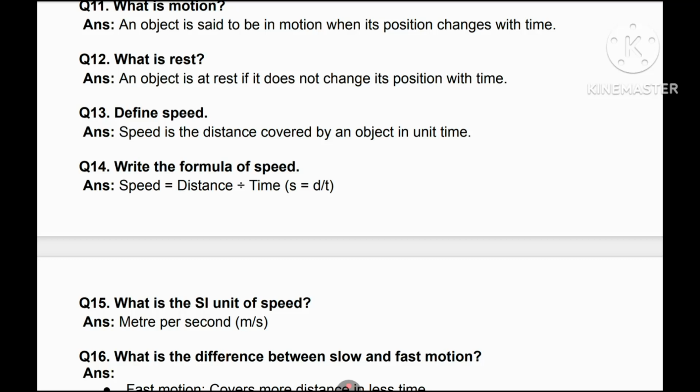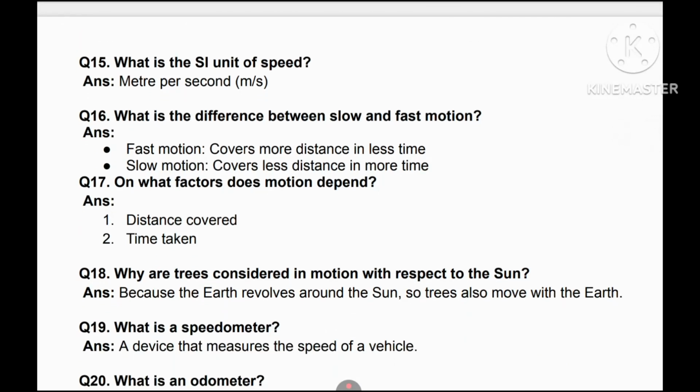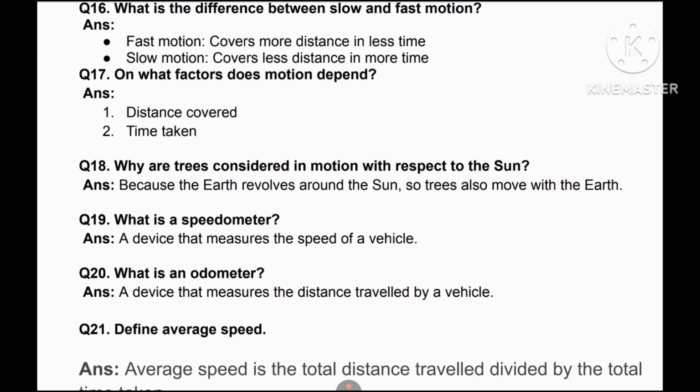Define speed. Speed is the distance covered by an object in unit time. Write the formula of speed. Speed equals distance divided by time, or distance upon time. What is the SI unit of speed? Meter per second. What is the difference between slow and fast motion? Fast motion covers more distance in less time. Slow motion covers less distance in more time. On what factors does motion depend? Distance covered, time taken. Why are trees considered in motion with respect to the sun? Because the earth revolves around the sun, so trees also move with the earth.